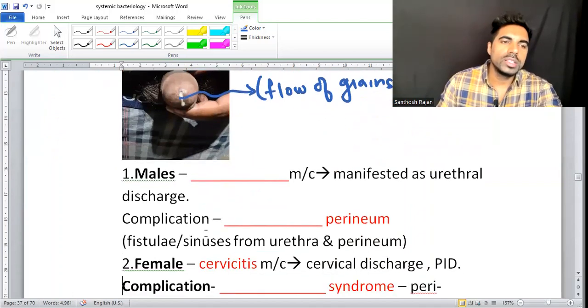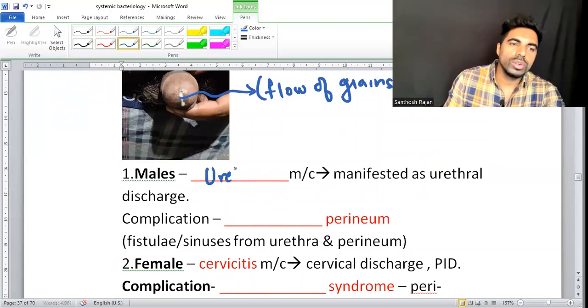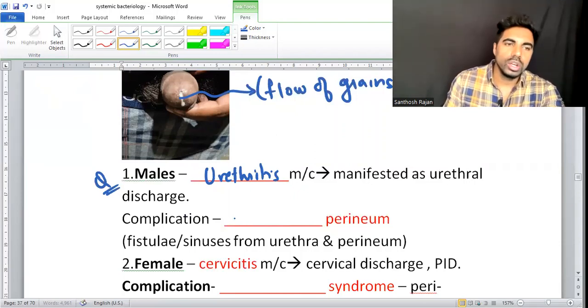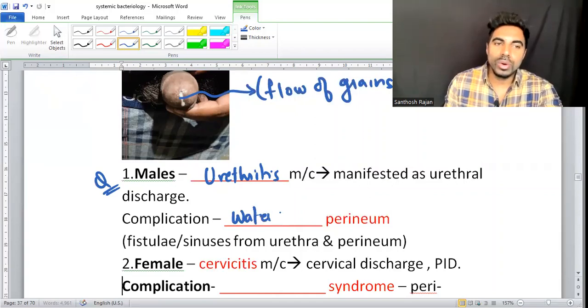So in males, the most common cause of urethritis question: which is the most common cause of urethritis? That is this one, gonorrhea. It manifests as urethral discharge. Complication is what? In meningococcus, it was Waterhouse-Friderichsen syndrome, which is adrenal hemorrhage. But in gonococcus, it is what? Water can perineum. Okay. Water can perineum.